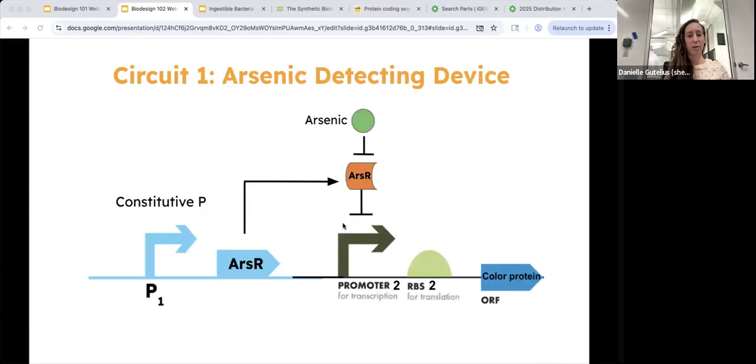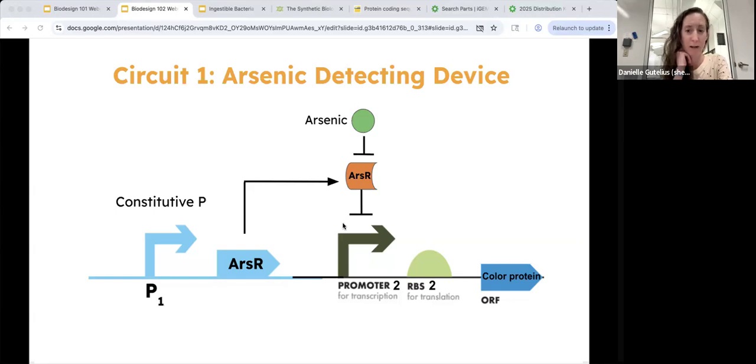Let's go back to this. We have figured out our first circuit. We want to use a constitutive promoter, and it's going to control ArsR. That's going to give us our repressor that controls the second promoter, and arsenic can bind it and remove it. Perfect. Now we're going to figure out circuit two. We want circuit two to be repressed by ArsR, and we want it to produce a color output.